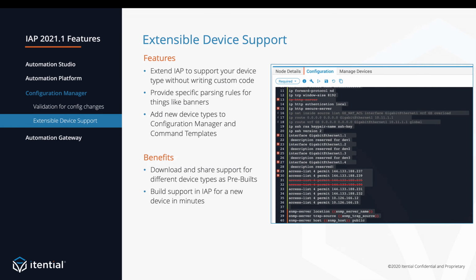In this video, we're going to talk about the Extensible device support feature that we've added in IAP 21.1. What that allows you to do is to add configuration parsers for new device types that are currently not yet supported in the IAP system. So if you're onboarding a new device type, for example, you'll be able to tell us how we should parse the configuration, what kind of specialties there are, like comments or banners and stuff like that, so that we can parse that correctly and so that you can use that in your golden configuration trees to run compliance, run zero-touch remediation, and other things on those devices.